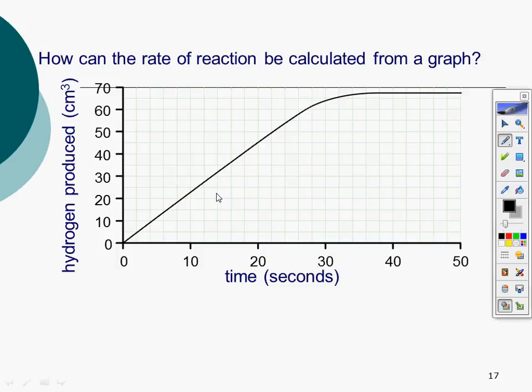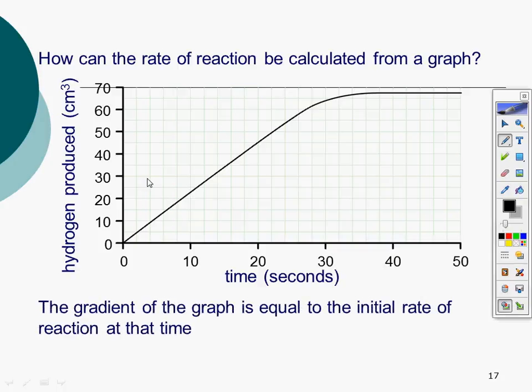All right, how can the rate of a reaction be calculated from a graph? If they give you this graphing model on the IB exam, what do you do? Very simple. You're not going to freak out. The gradient of the graph is equal to the initial rate of the reaction at that time.